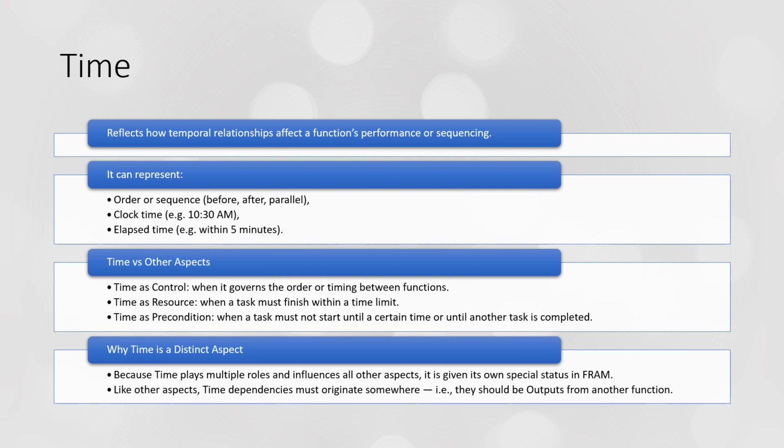However, in FRAM, time is seen as a distinct aspect. Because time plays multiple roles and influences all other aspects, it's given its own special status in FRAM. Like other aspects, time dependencies must originate from somewhere. They should be outputs from another function.